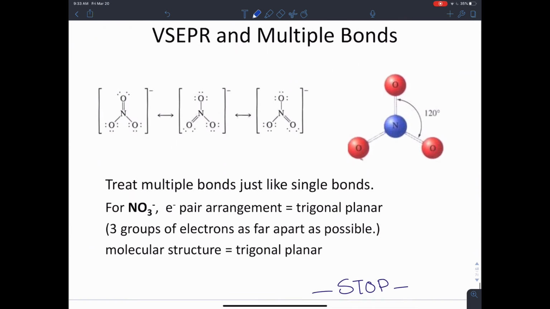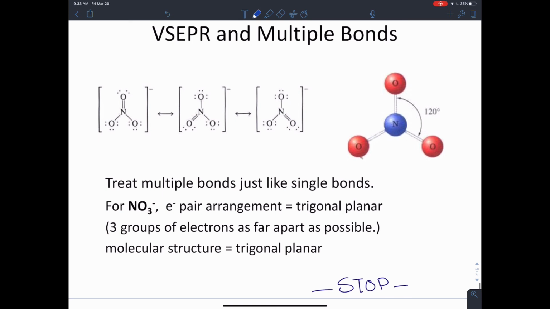And I want to point out that multiple bonds are treated just like single bonds in the electron pair arrangement. They do not change the structure of the molecule. The bond angle is still going to be as the model predicted. You can see up in that table, there's no special allowances made for the fact that there's a double or the fact that there's a triple. It really is how many regions are surrounding the center.